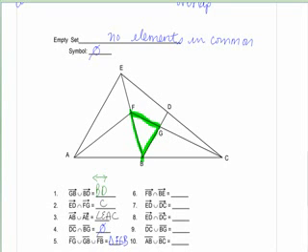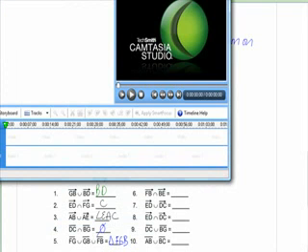What I'd like you to do right now is to go ahead and finish 6 through 10, and then we'll go over it.